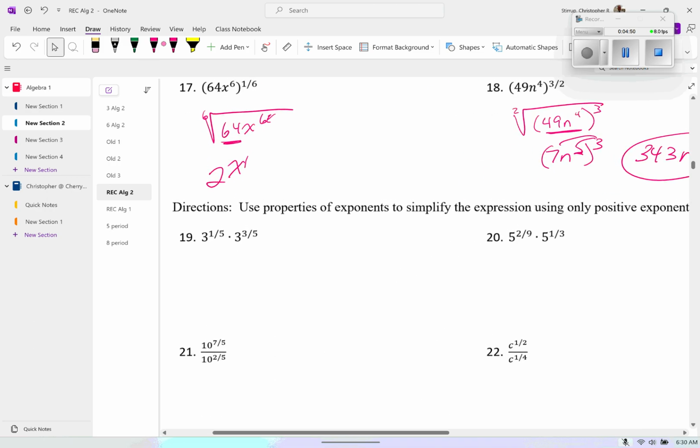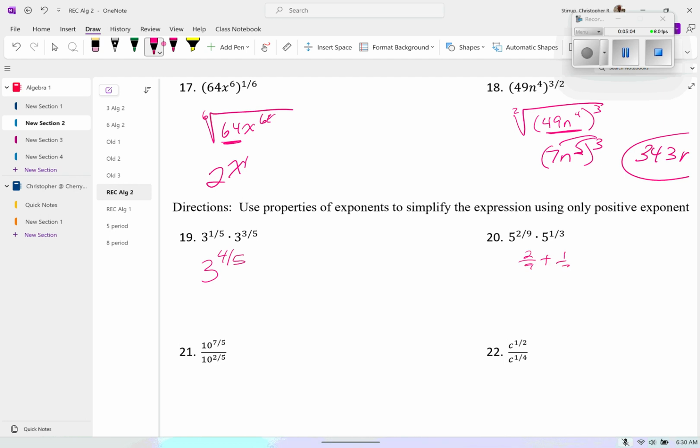I remember something. All right, if we have like bases, we just add the exponents. So this would become 3 to the 4/5 power. And we want a positive exponent, which we have. Like bases, I can add it. So this is going to be 2 over 9 plus 1/3. So 2 over 9 plus 3 over 9. So that's 5 over 9. So I'm going to have 5 raised to the 5/9 power.